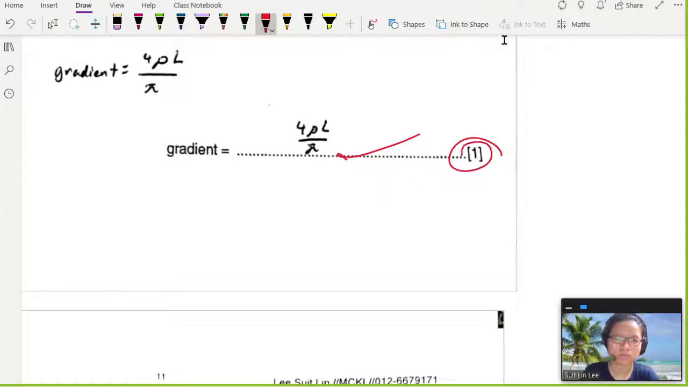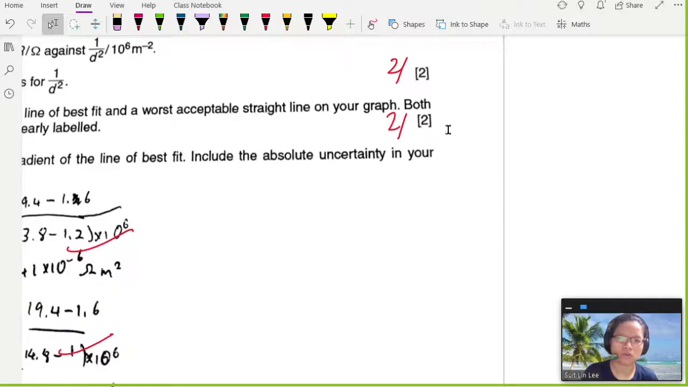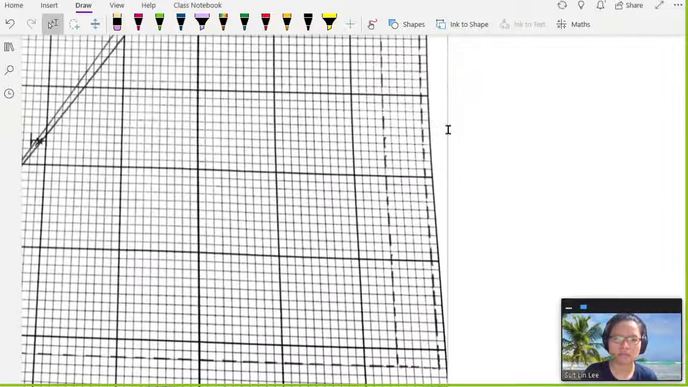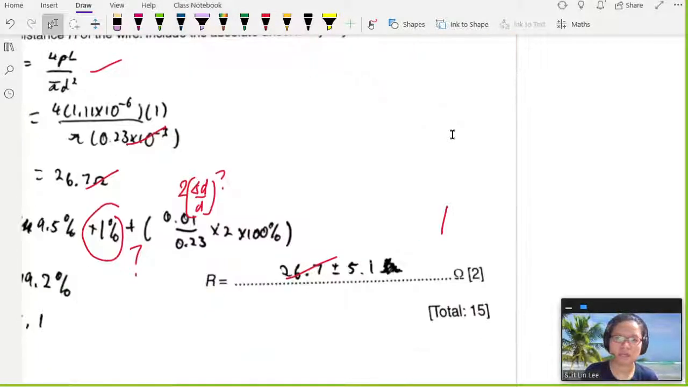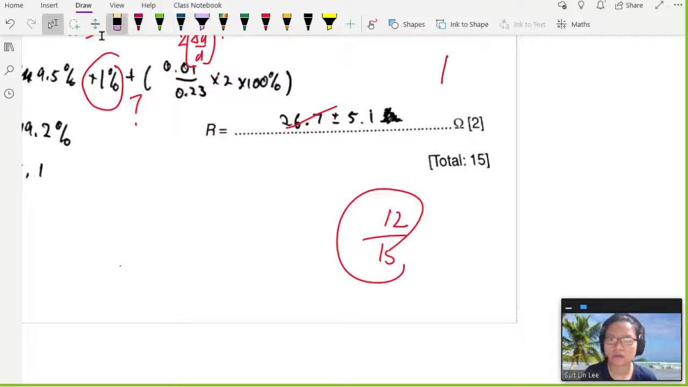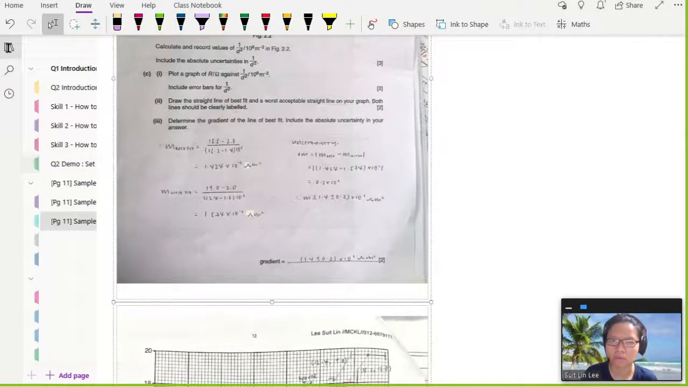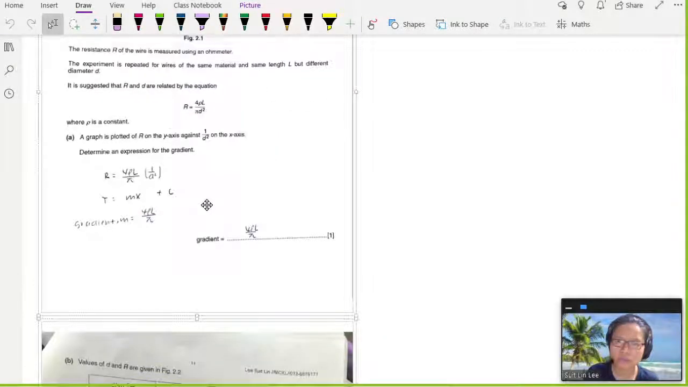So let's see. 1, 2, 3, 4, 5, 6, 7, 8, 9, 10, 11, 12. So marginally better. 12 over 15. Okay, let's see if we can learn anything from the last sample script. Okay, this one was the one that I used in the discussion video.